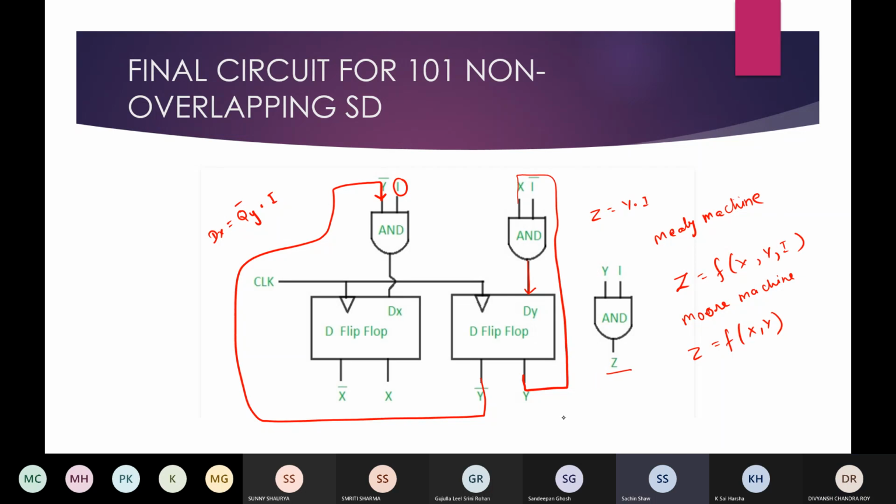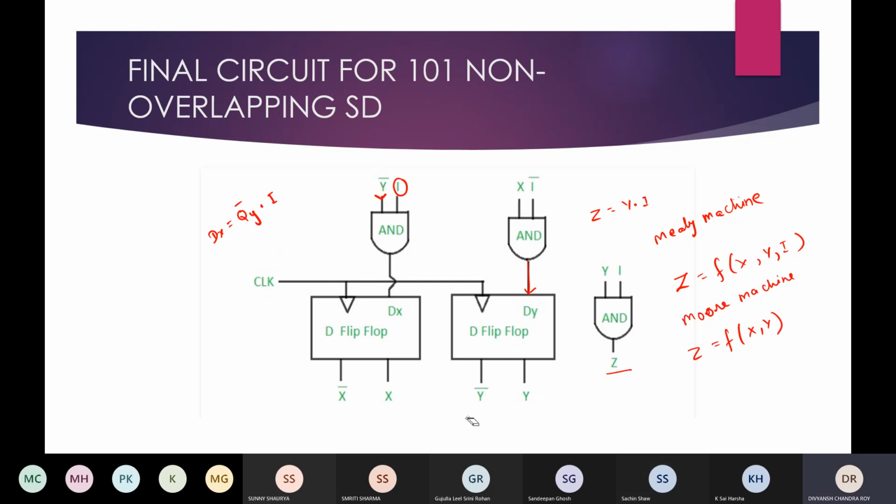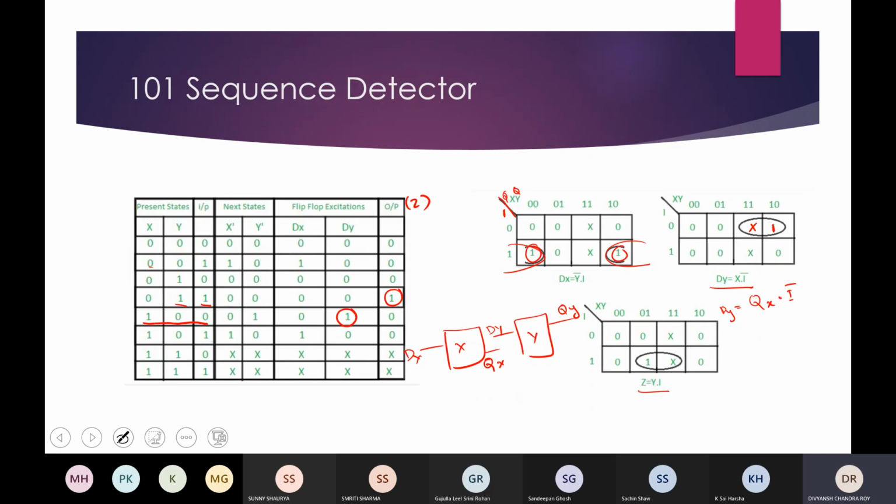Why is X connected to Y in the second D flip flop? Oh, sorry. This x should be connected to the AND gate. By mistake I connected y with the x input. That's my mistake. If you are not getting any point, you can simply tell me. Is it clear now, or should I repeat this procedure once again?